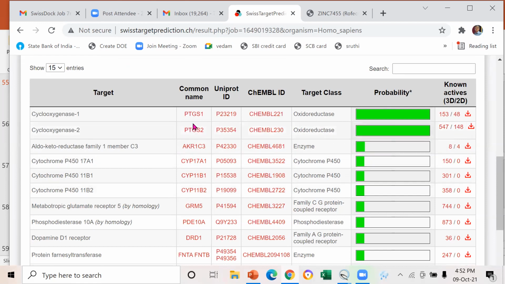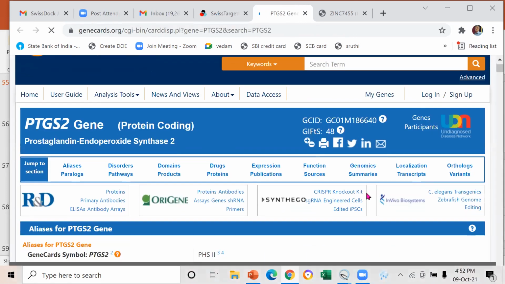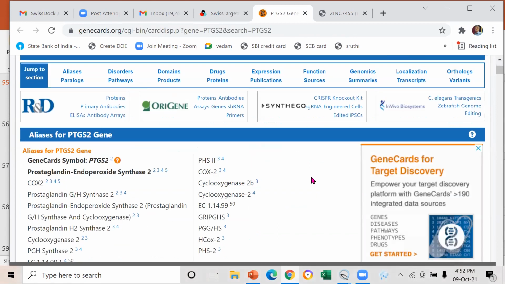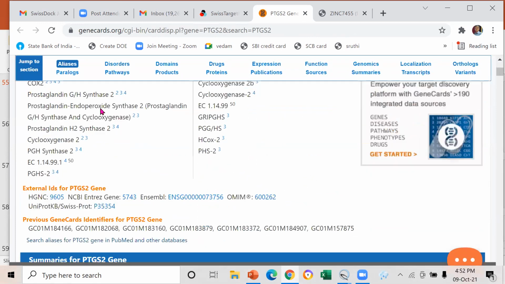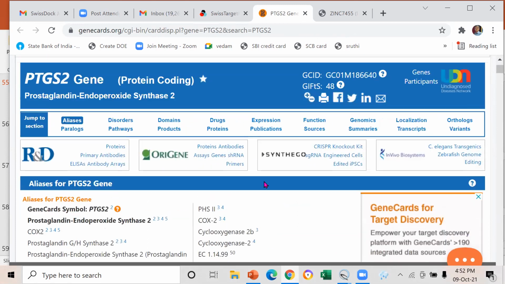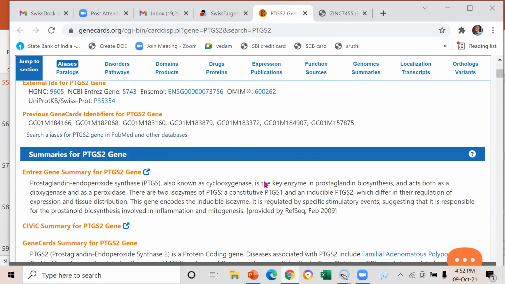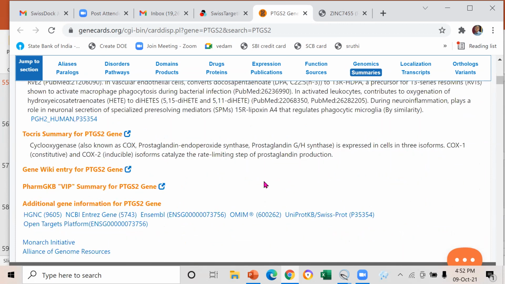So target details are given here: PTGS1, PTGS2. We click on it, and it will give you all the details about that target. Gene classification, it's called GeneCards. Prostaglandin G synthase 2, cyclooxygenase. It gives you the enzyme class. So many things it's going to give you actually. It gives you a lot of information about the gene here.